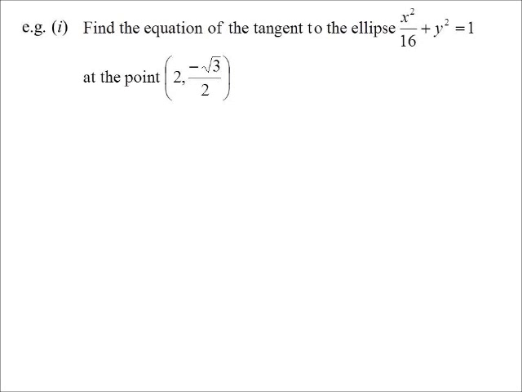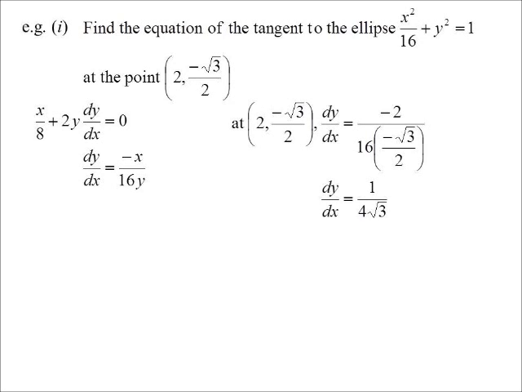Let's do this one. There's my ellipse. X squared on 16 plus y squared is 1. We're going to find the tangent at the point 2, negative root 3 on 2. So say it's X standard, find the equation of a tangent question, really. Yes, I use implicit differentiation to find the derivative, so that makes it a little bit different. I end up with minus x on 16y. Subbing in my point, I get a slope of 1 on 4 root 3.